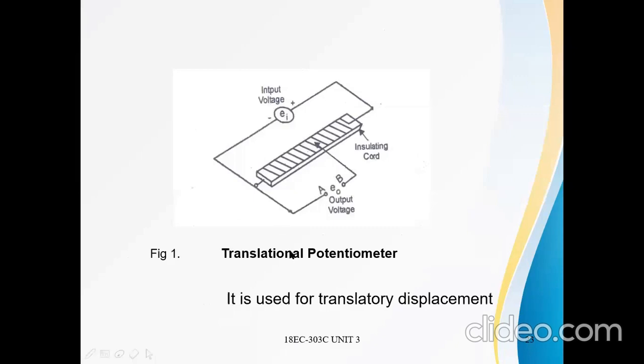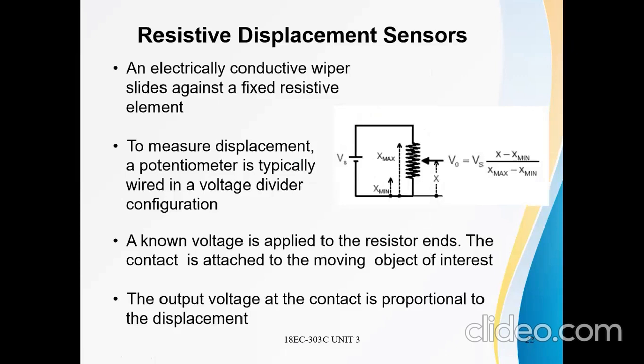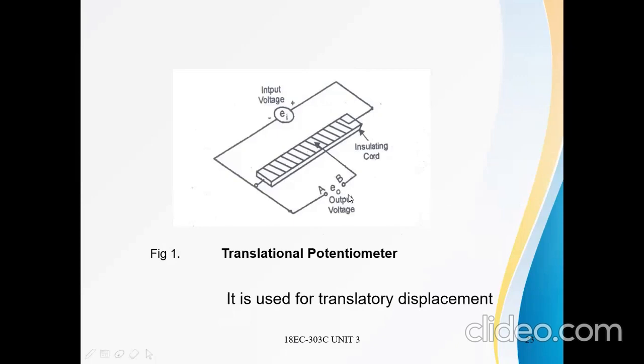Another type is the translational potentiometer. See here, this is the wire wound, the applied input voltage, and our output voltage here. This is the wiper. On the insulating part, this resistive element is wound. It is used for translatory displacement. The previous one is resistive displacement; here it is translatory displacement.